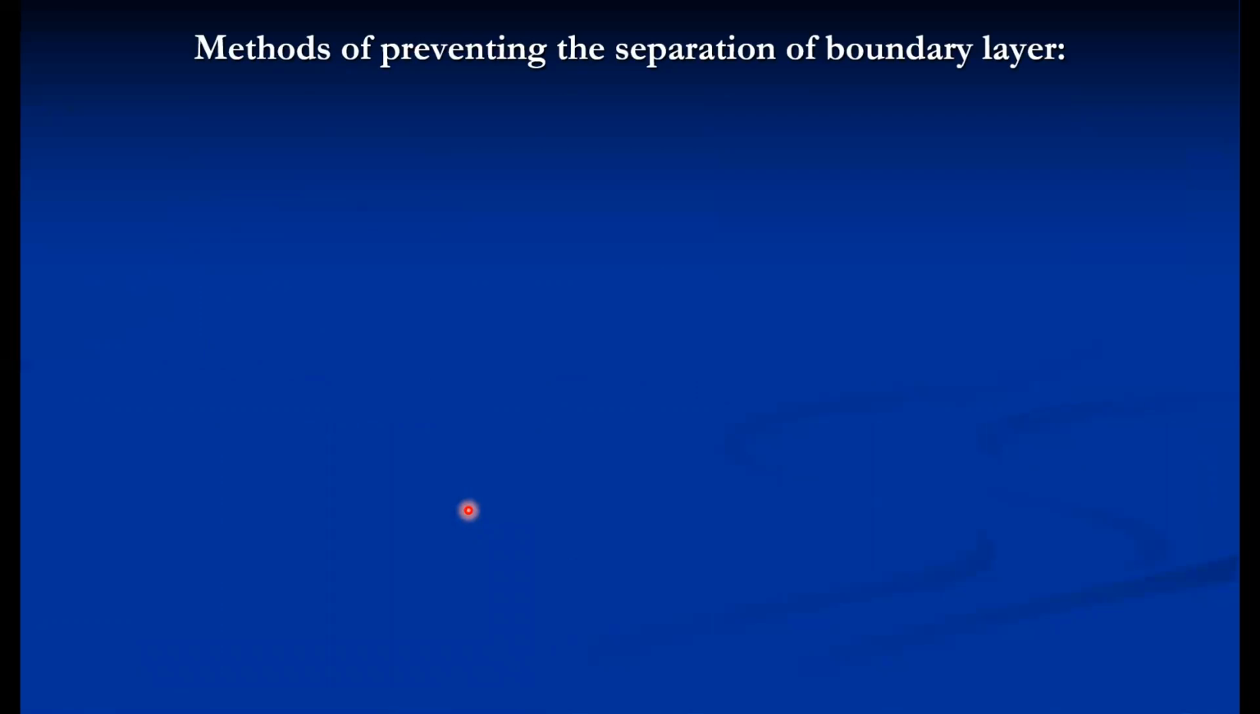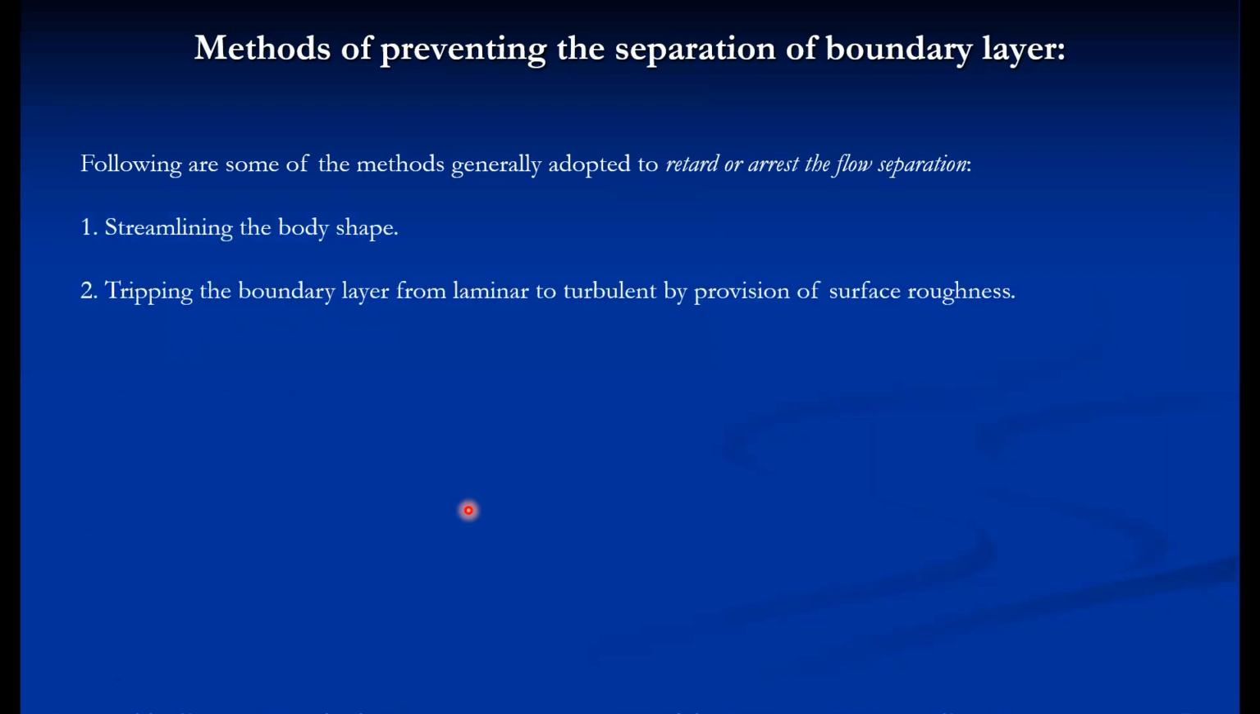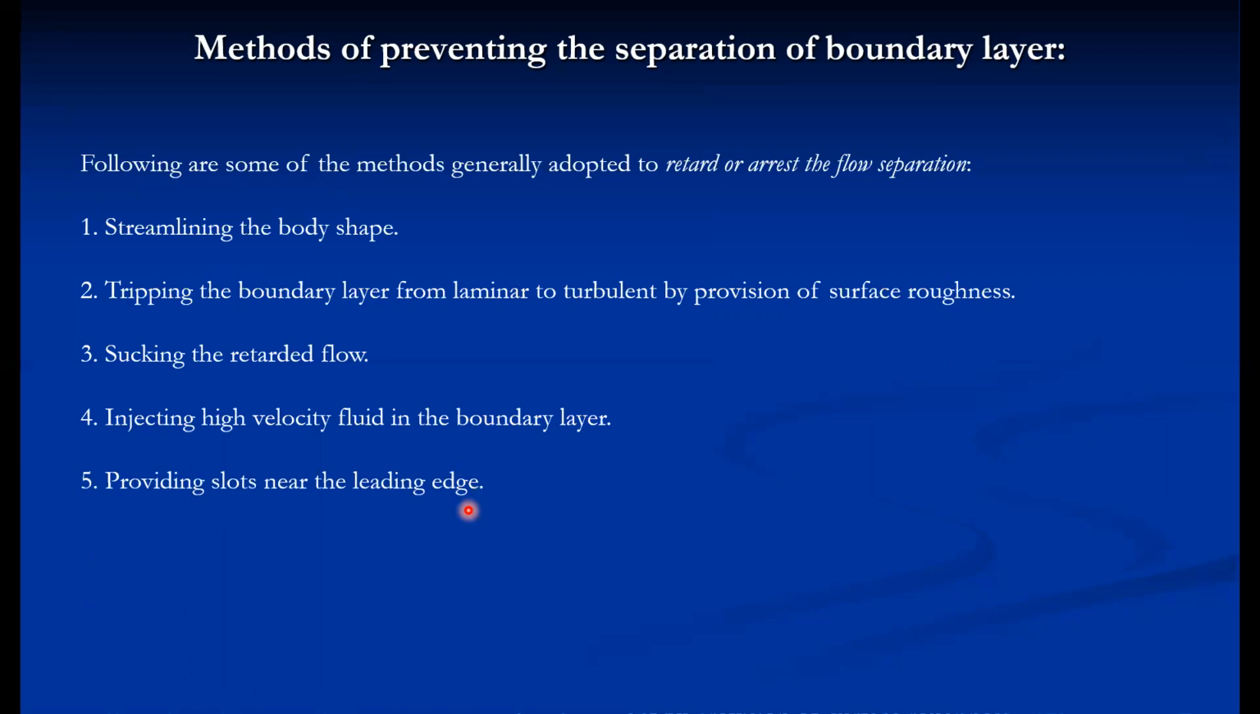There are some methods of preventing this separation of boundary layer. Following are some of the methods generally adopted to retard or arrest the flow separation. That is streamlining the shapes, then tripping the boundary layers from laminar to turbulent by providing surface roughness, and so we can minimize the separation. Then sucking the retarded flow, we can suck the flow and keep the flow attached. Then injecting a high velocity fluid in the boundary layer in order to increase the inertia force. Then providing slots near the leading edge. That way also we can divert the flow and avoid the boundary layer separation.